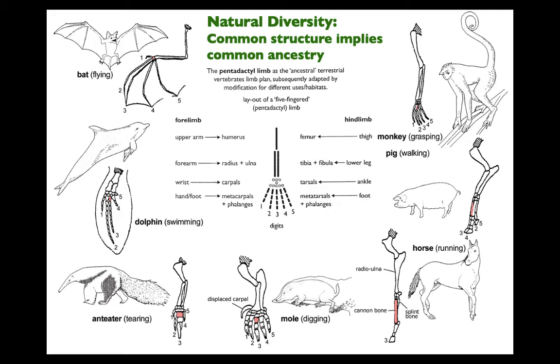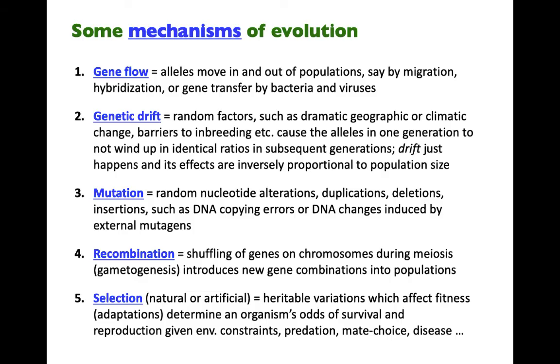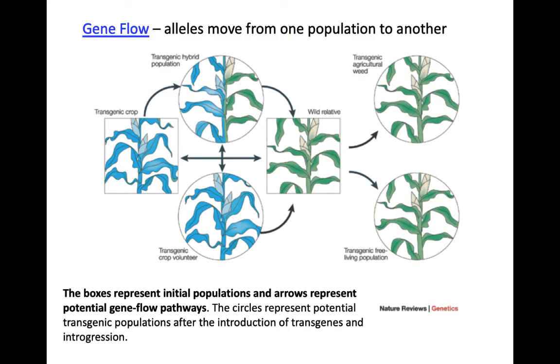nature. Darwin and subsequent researchers came to believe that the common structures of the pentadactyl limb found in various animals, even though it had different functions, were derived from the same anatomy, the same common ancestry. By the way, there are other mechanisms of evolution: gene flow, genetic drift, mutation, recombination, in addition to natural or artificial selection. Here's what those things are.